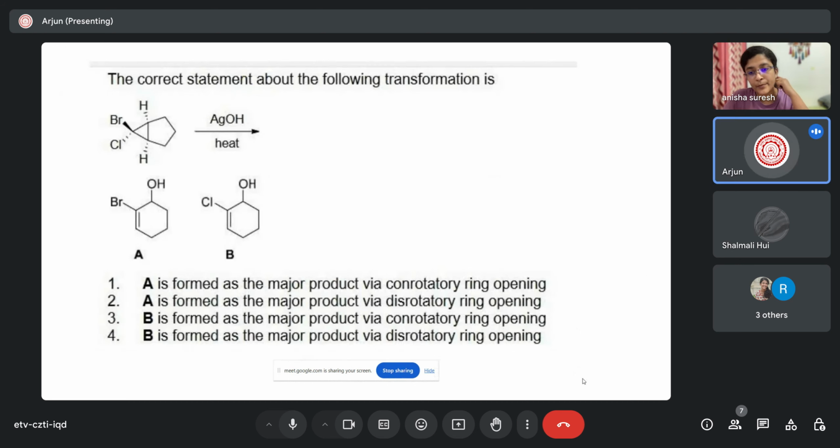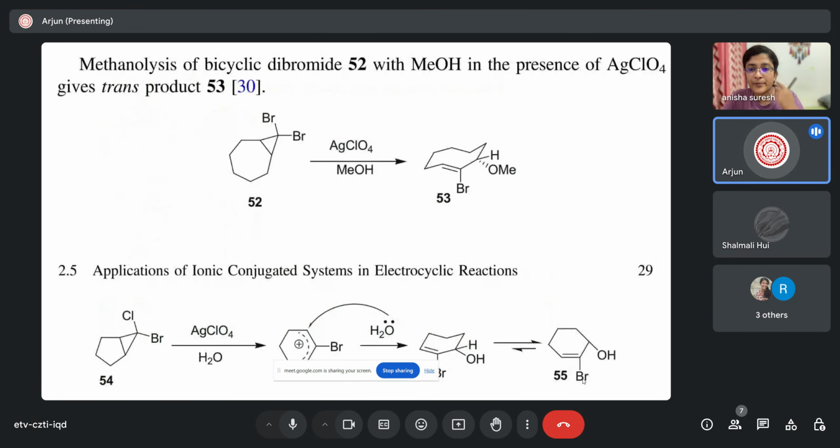Will the salt have an impact, AgOH or AgClO4? Both are Ag plus one salt. Maybe the anion that will be forming will have some impact on stabilizing the cation. I am not very sure, so I will check into that and get back to you in the next lecture.